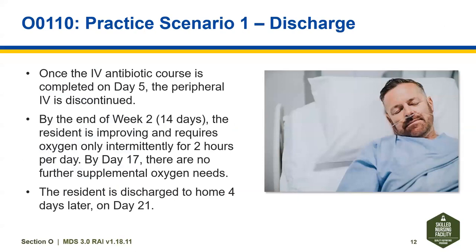So let's just add a bit more information to the same resident in order to continue coding. Once the IV antibiotic course is completed on day 5, the peripheral IV is discontinued. By the end of week 2, 14 days, the resident is improving and requires oxygen only intermittently for 2 hours a day. And by day 17, there is no further supplemental oxygen need. The resident is discharged to home 4 days later on day 21.